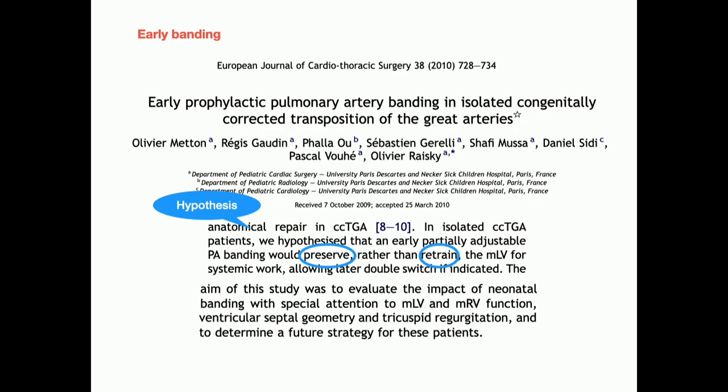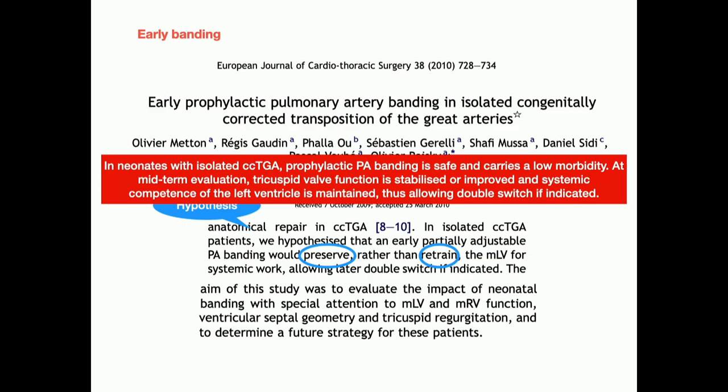In this Paris-based group, they performed neonatal banding because they hypothesized that early banding would preserve the morphologic LV rather than retrain it. Their results show that PA banding is safe and carries low morbidity in neonates with isolated ccTGA, and at midterm, the tricuspid valve function is stabilized or improved and systemic competence of the LV was maintained, thus allowing the double switch if indicated.